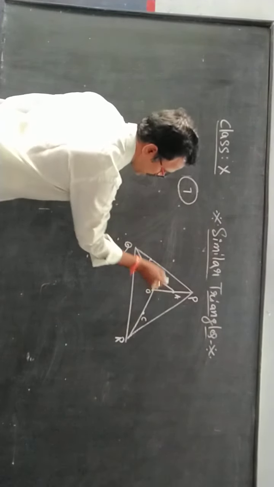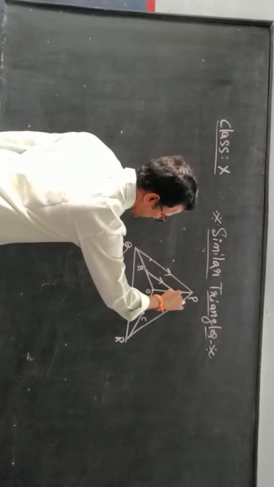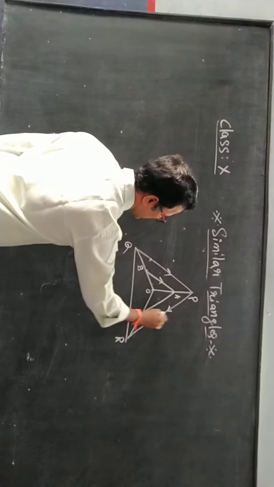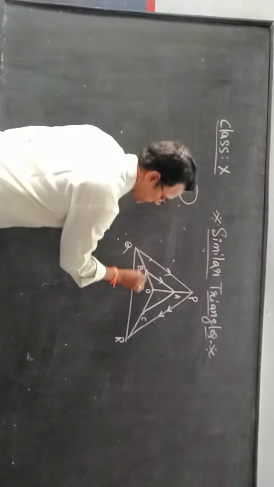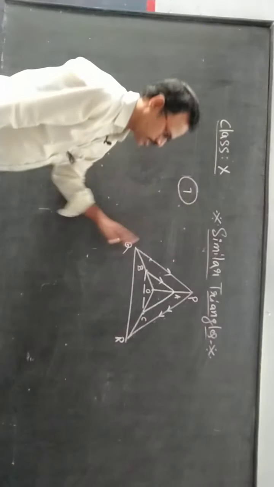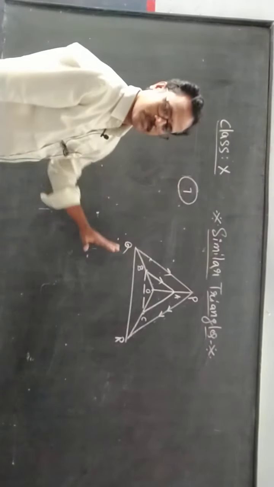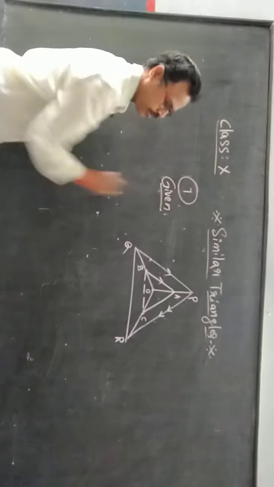AB is said to be parallel to QP or PQ. Now AC is parallel to PR, and they asked you to prove that BC is parallel to QR. Is this clear? So this is what is given to us. Now observe carefully what is given to you. Okay, you have to write that one.